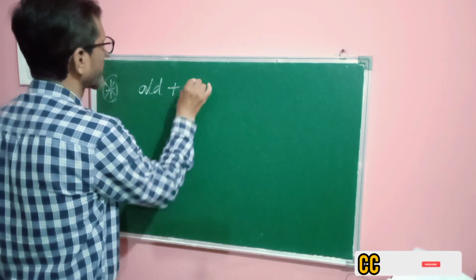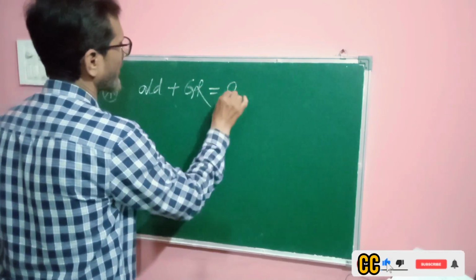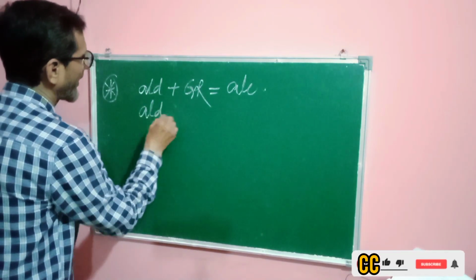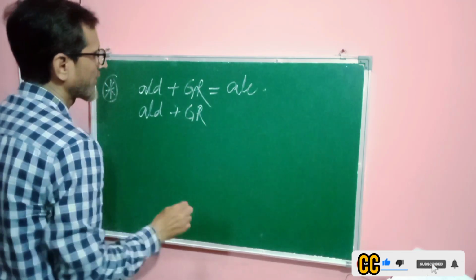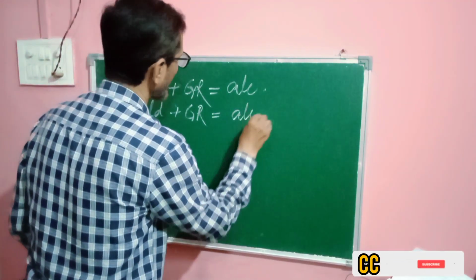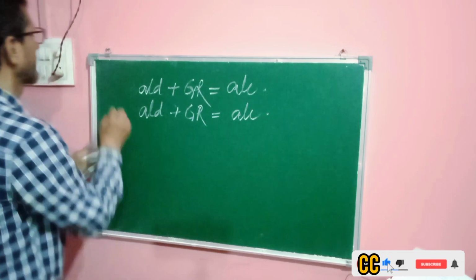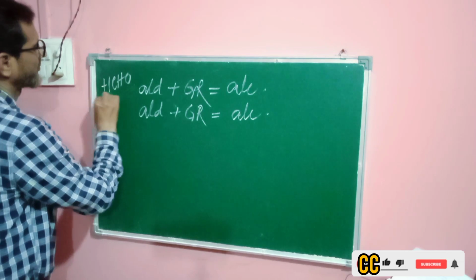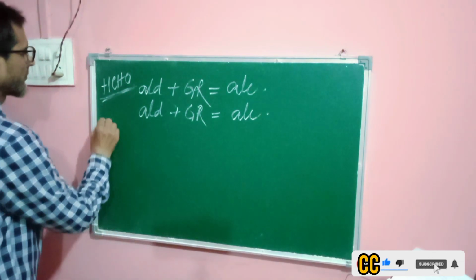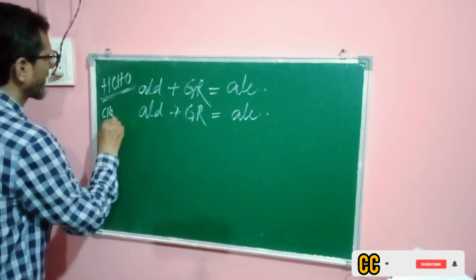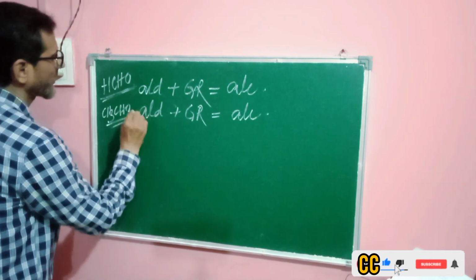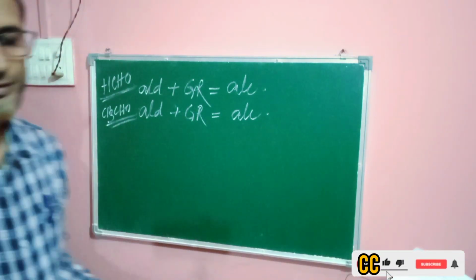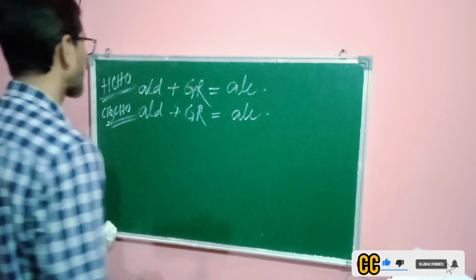Aldehyde plus Grignard reagent, the answer is alcohol. Again, aldehyde plus Grignard reagent gives alcohol. If it is formaldehyde or if it is acetaldehyde, in the second case you get 1 degree alcohol and 2 degree alcohol. I will show you in the aryl halide chapter, the first chapter.